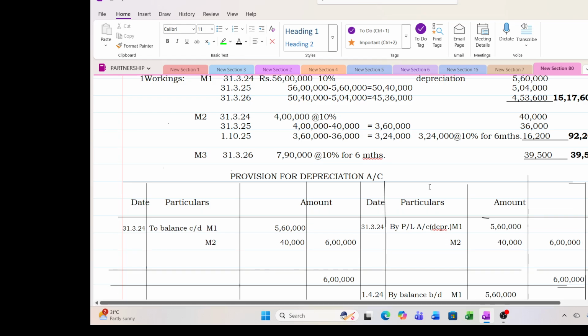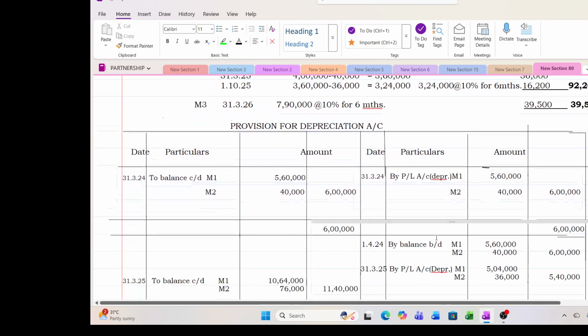So we have to record it in the provision for depreciation account. As I have already told you, the P&L account will get debited and provision for depreciation will get credited. That is your journal entry. So I have written on the credit side, on 31/3/24, by profit and loss account, depreciation for M1 is 5,60,000 and for M2 it is 40,000, totaling 6 lakh. This is carried down on 31/3/24 and brought down also on 1/4/24.